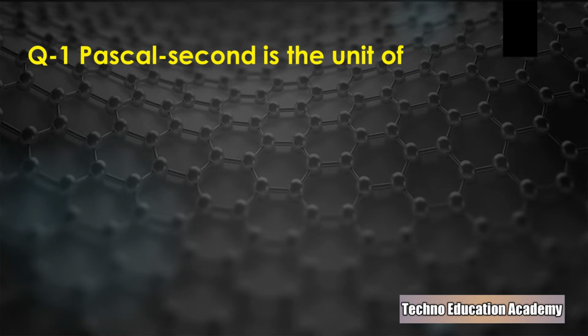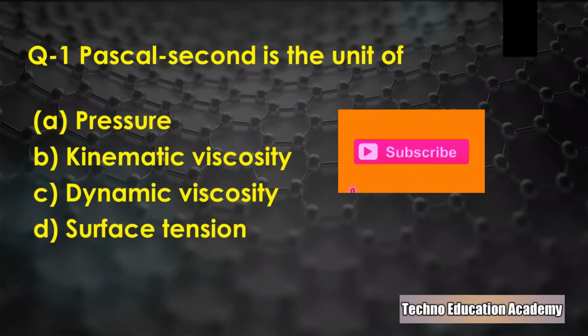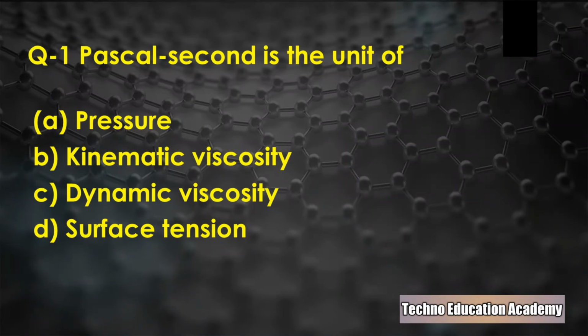Pascal second is the unit of: option A, pressure; option B, kinematic viscosity; option C, dynamic viscosity; option D, surface tension. Okay, here I will give you 30 seconds for brainstorming.